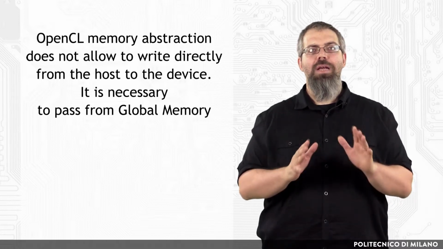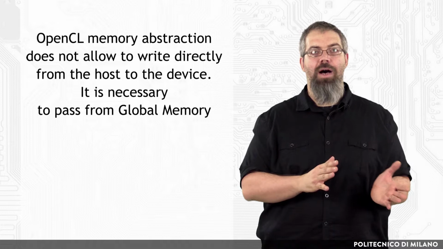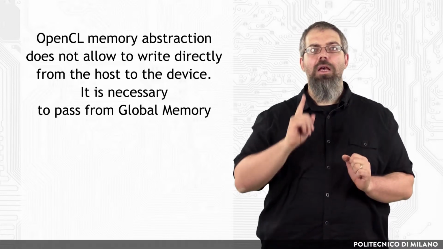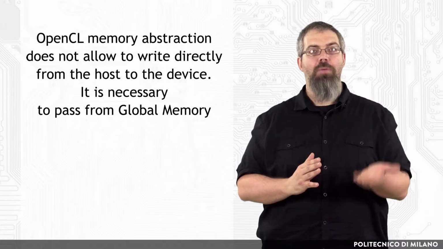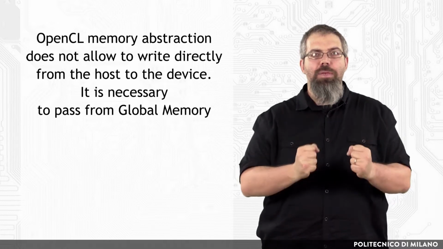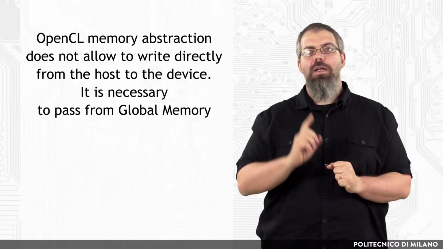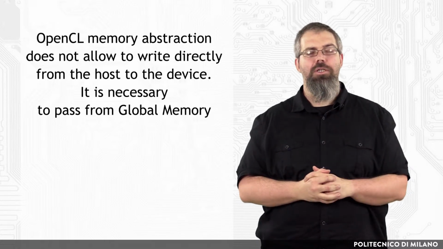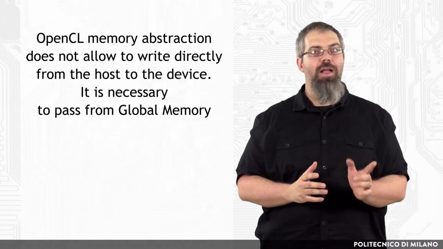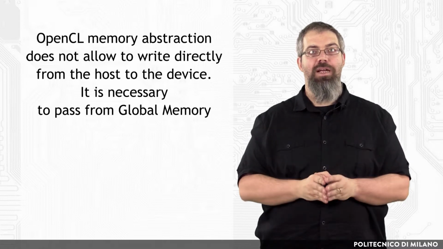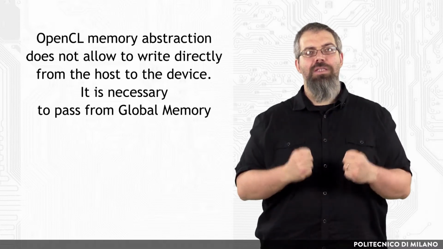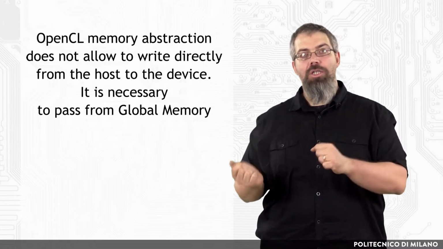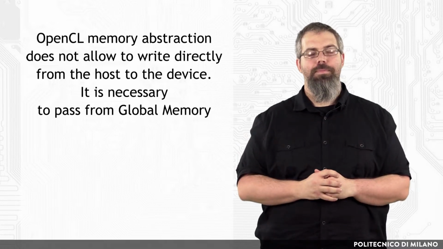It's important to notice that the OpenCL memory model does not allow the host to directly send data to the device. Whenever we want to move data from the host to our FPGA, in fact, we need to first move it to the global memory, and then our FPGA will be able to access it. The same story applies when we want to read the results of the computation. The FPGA is not allowed to send data directly via PCI Express. It needs to write the results to global memory, and the host will be able to read them.